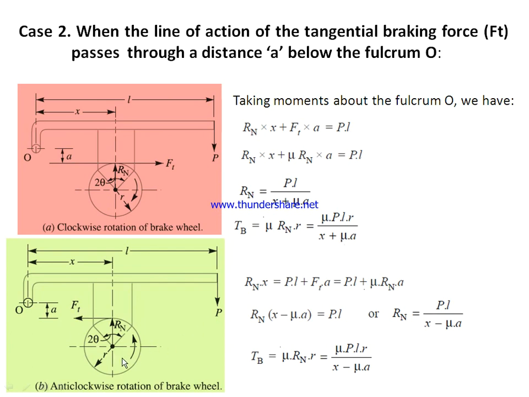Now similarly, when the wheel is rotating in the counterclockwise direction and the line of Ft is at a distance a below the fulcrum point, then again by following the same procedure, the magnitude of the braking torque Tb is mu into P into L into R divided by x minus mu a. So you see here it is x plus mu a when the drum rotates in the clockwise direction, and x minus mu a when the drum rotates in the counterclockwise direction, and the line of action of the force Ft is below the fulcrum point at a distance a.